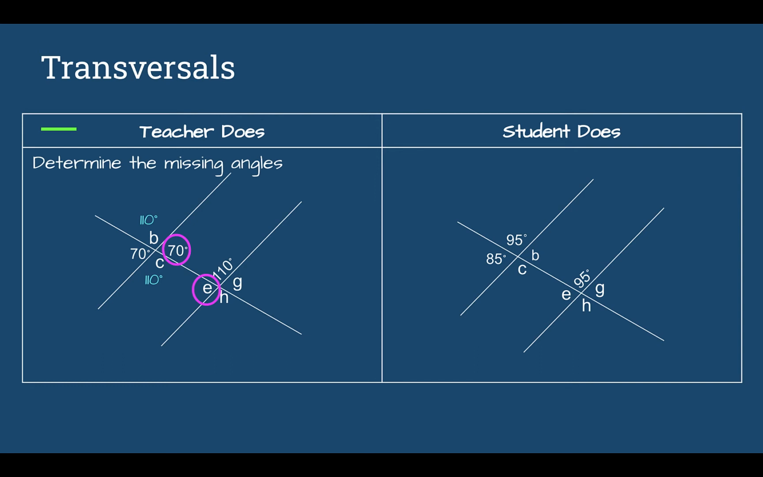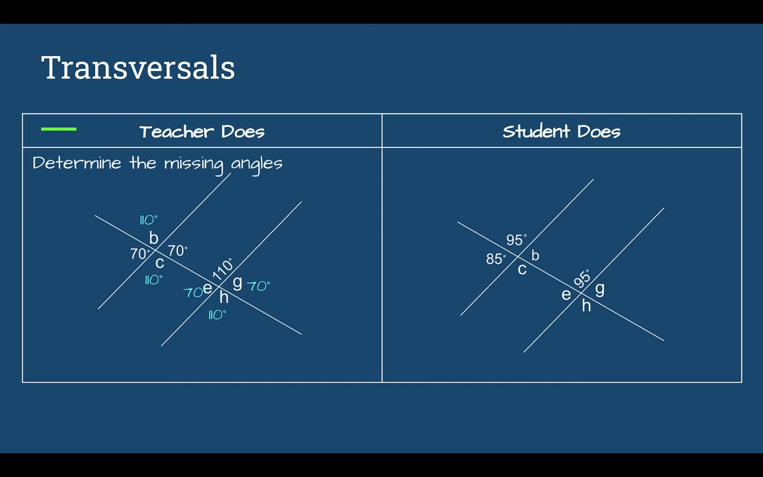So I can see that 70 and E are alternate interior angles, which means they are also equal. So E would be 70. If I use vertical angles or adjacent angles, H is 110. And finally, again, using vertical or adjacent, or even alternate exterior angles, I can see that G must be 70.